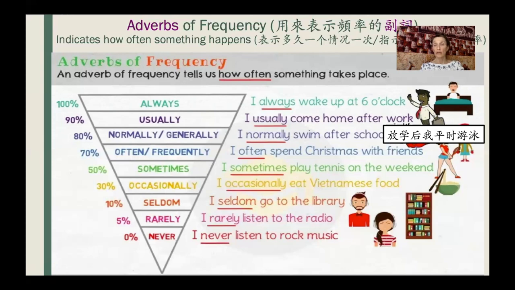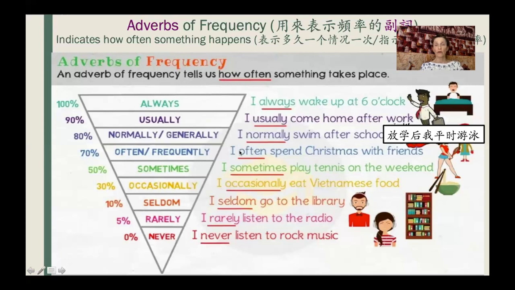放学后我平时游泳. Okay. So 平时平常通常. Okay, the next adverb of frequency is often or frequently. So it's not as much as always, it's not usually, it's not normally, a little less, judged at 70%. I often spend Christmas with friends.